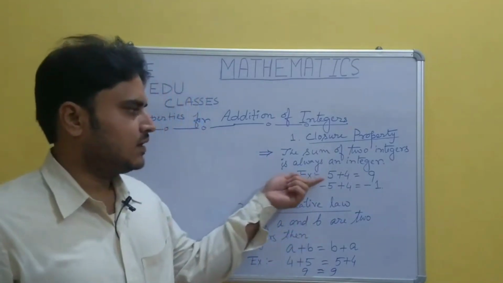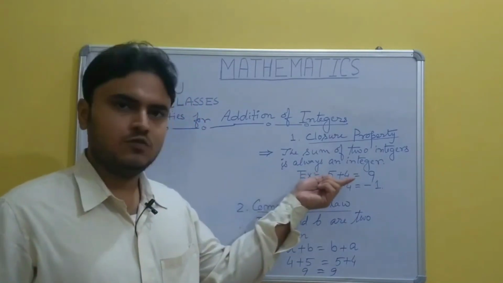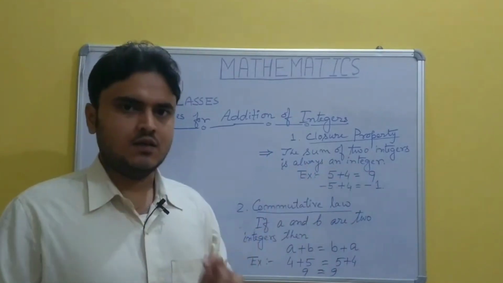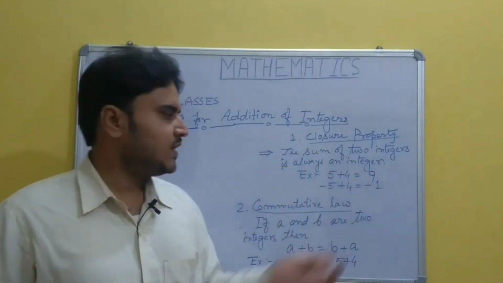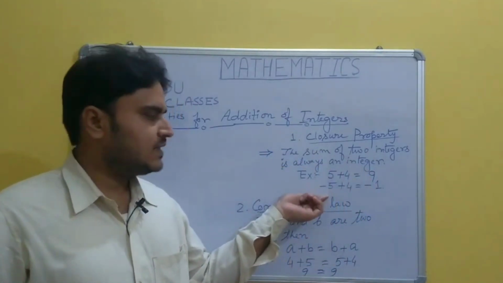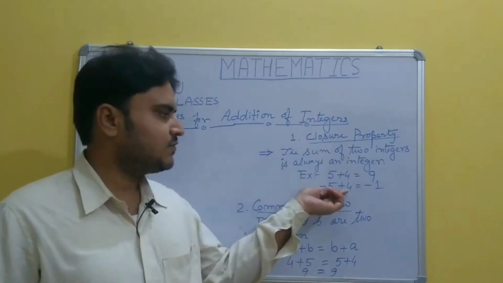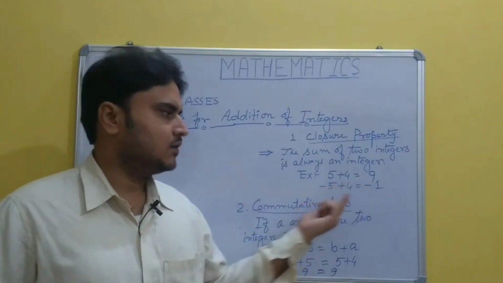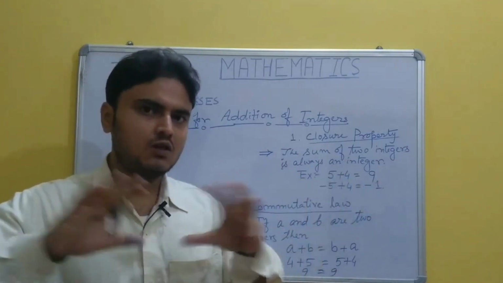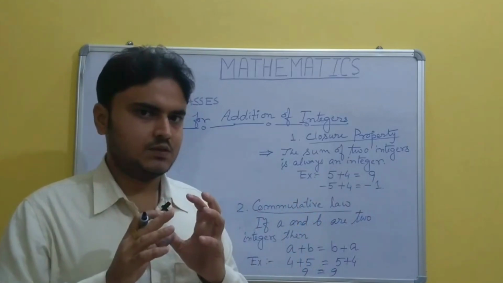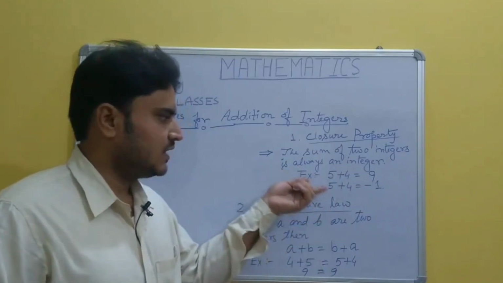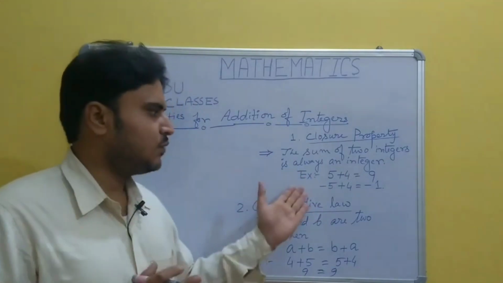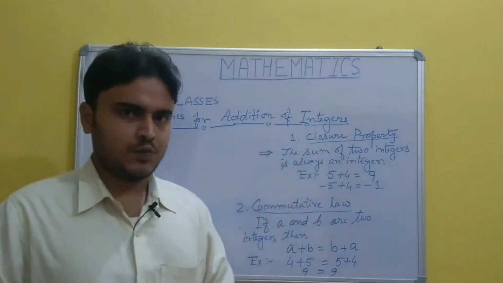Here, for an example, if we add 5 and 4, we will get 9. So 9 is also an integer number. For the second example, minus 5, that is a negative integer, plus 4, we will get negative 1, minus 1. All these numbers are integer numbers. So after the addition, we will get an integer number. This property is known as closure property.